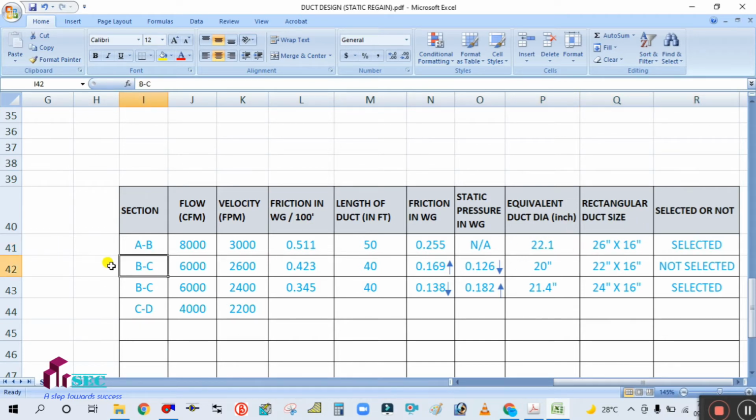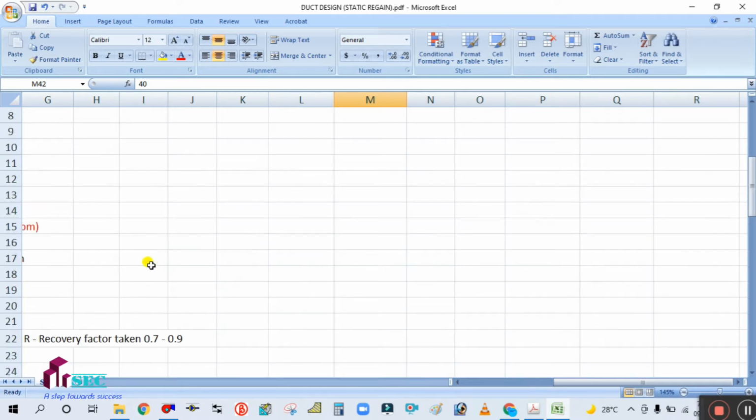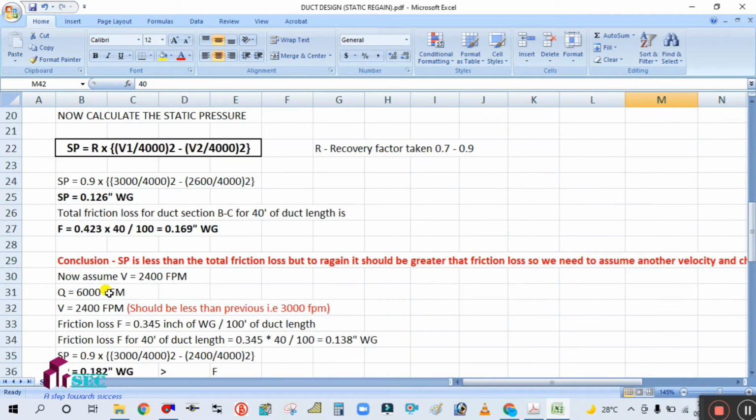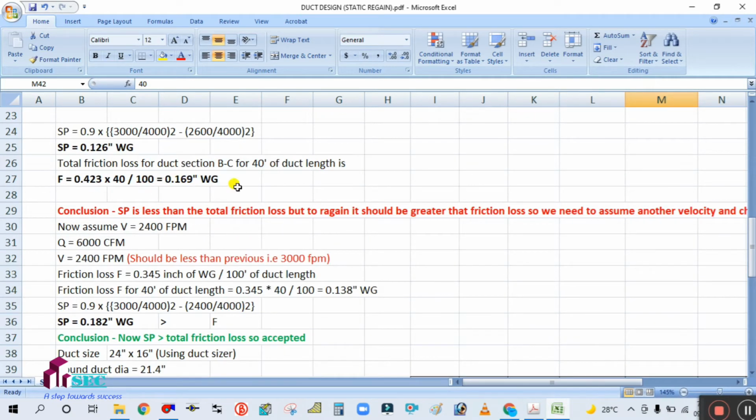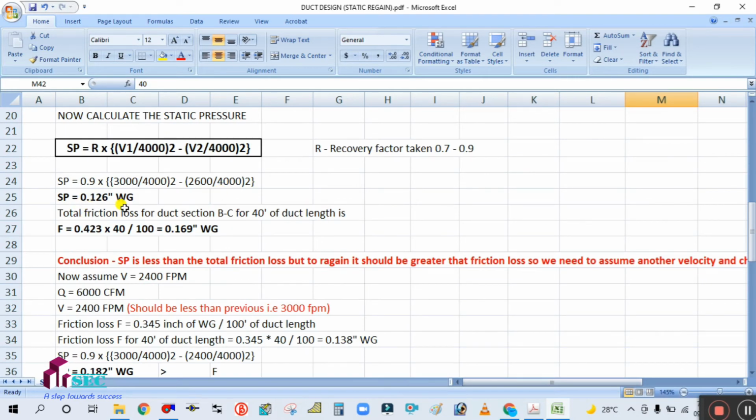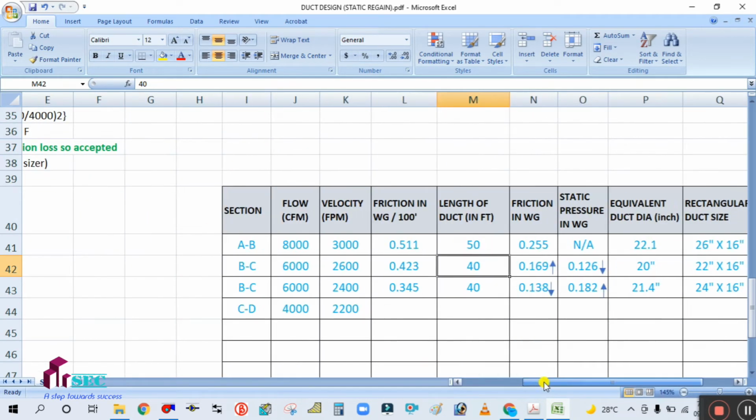Now B to C static pressure. This static regain method starts from B to C. So with 6000 CFM flow and 2600 velocity assumed first, we get a friction loss for 100 feet of 0.423, and the duct length is 40. That means the friction for the 40 feet of duct is 0.169, and the static pressure from this formula is, sorry, 0.126. I simply enter it here: 0.126.